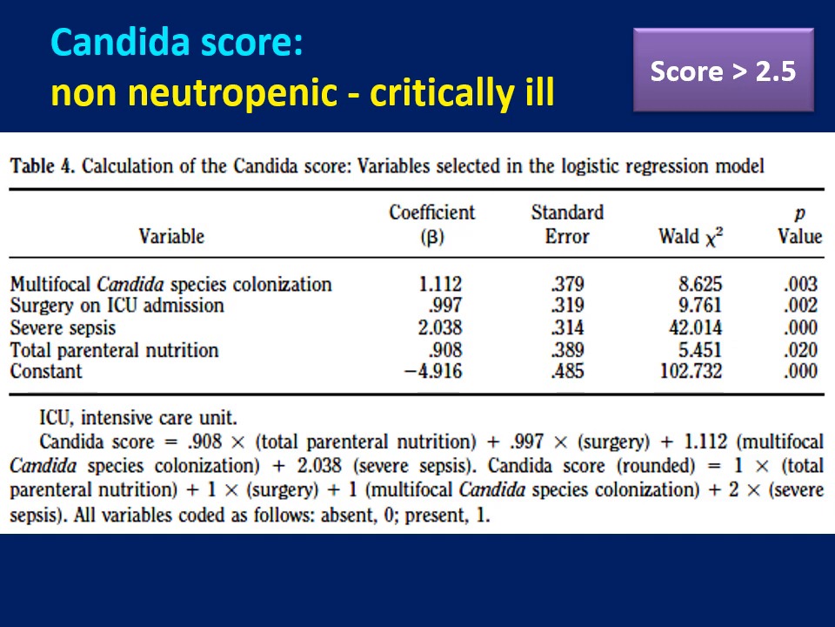So if someone in an intensive care unit, for example, is on broad spectrum antibiotics, has severe sepsis, is receiving total parenteral nutrition, and had surgery during the ICU admission, mainly intra-abdominal surgery, and we could identify or isolate candida from either the sputum or the urine itself. Although we know that candida does not cause pneumonia, we will still consider it as a colonization site, and if you have more than one colonization site, then you are at risk of having invasive candidiasis.